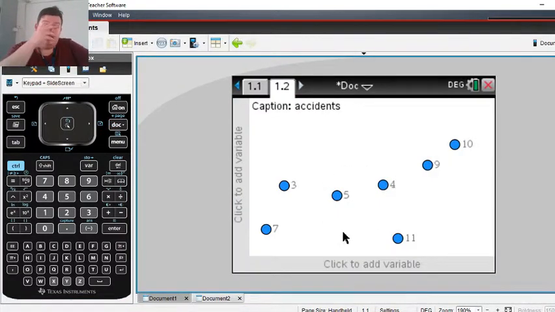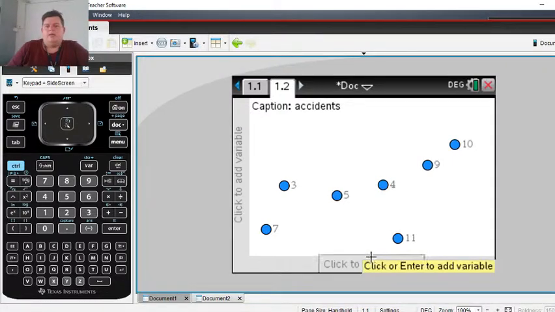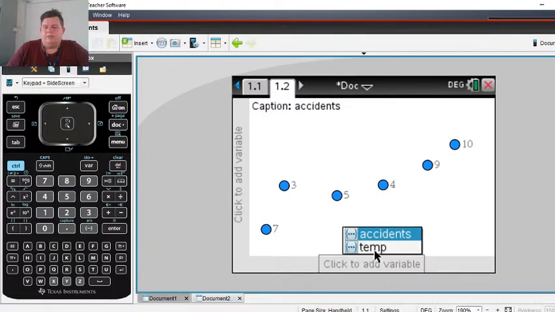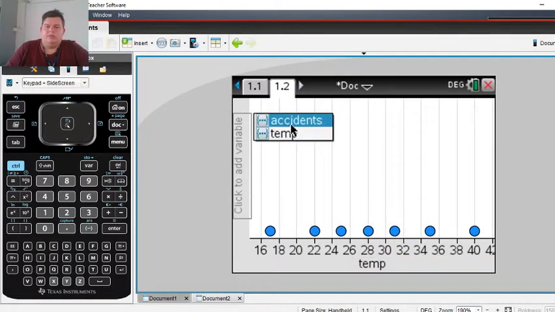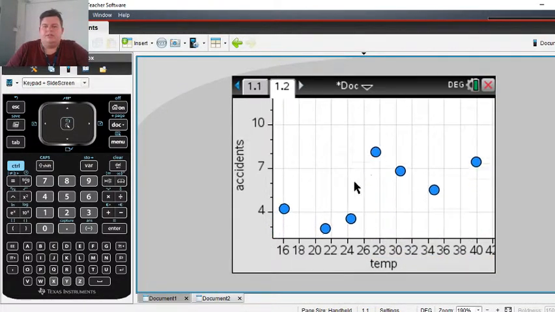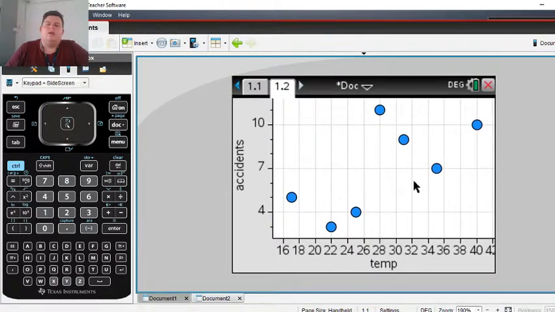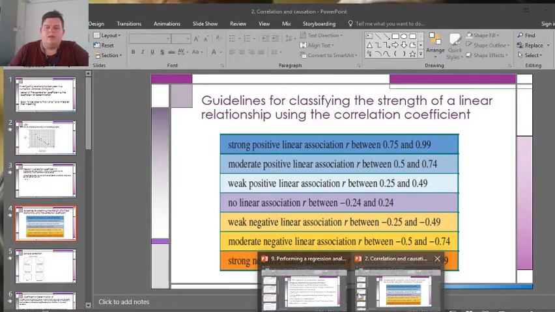And now if we think about it, do we think temperature causes accidents or accidents cause the temperature? I'm hoping that you said that the temperature causes the response in accidents. So you should get a scatter plot that looks like this. Okay, that's our scatter plot. Looking at it initially, we can't see any super obvious pattern. It is somewhat linear, and I would say it's moderate. Hard to say without enough data, but that's our scatter plot.